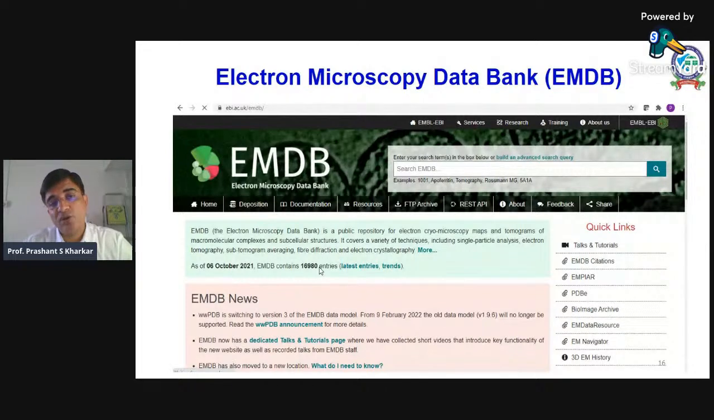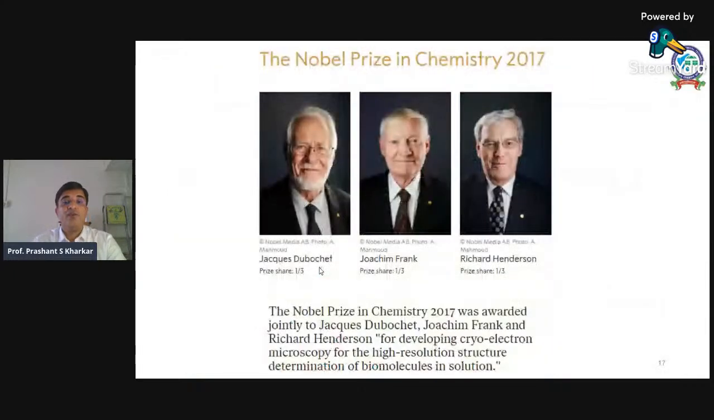And that's where electron microscopy, like cryo-electron microscopy, comes in. These are the three people who contributed to the state of the art of cryo-electron microscopy. Henderson has been working on the 3D structural determination of proteins since the 1970s or maybe a little before that. Frank was the one who came up with the image processing, and then Jacques Dubochet came up with that technique, the vitreous ice formation technique.